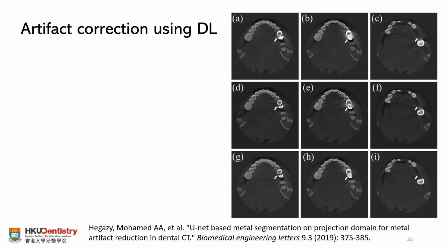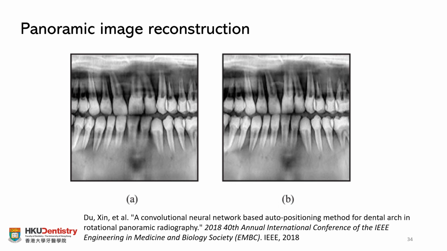As an example, we can use a deep learning model to perform artifact correction on CT images, and you can see this paper I put here. They used a U-Net-based deep learning model to perform image enhancement on dental CT images. Also, another application is enhancing the quality of panoramic images. You can see on the left-hand side we have the mandibular image, and on the right-hand side, the output of the model is actually clearer.